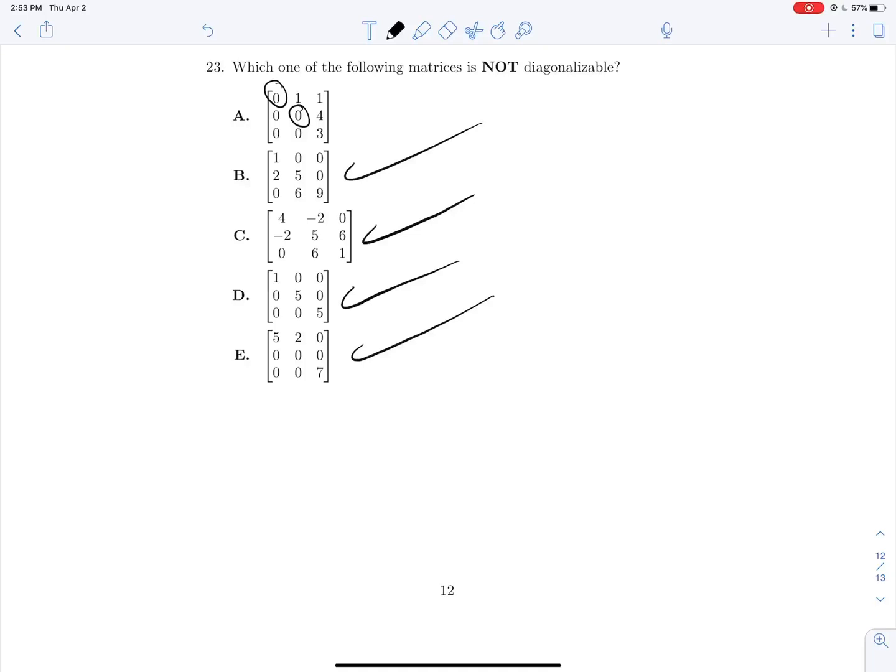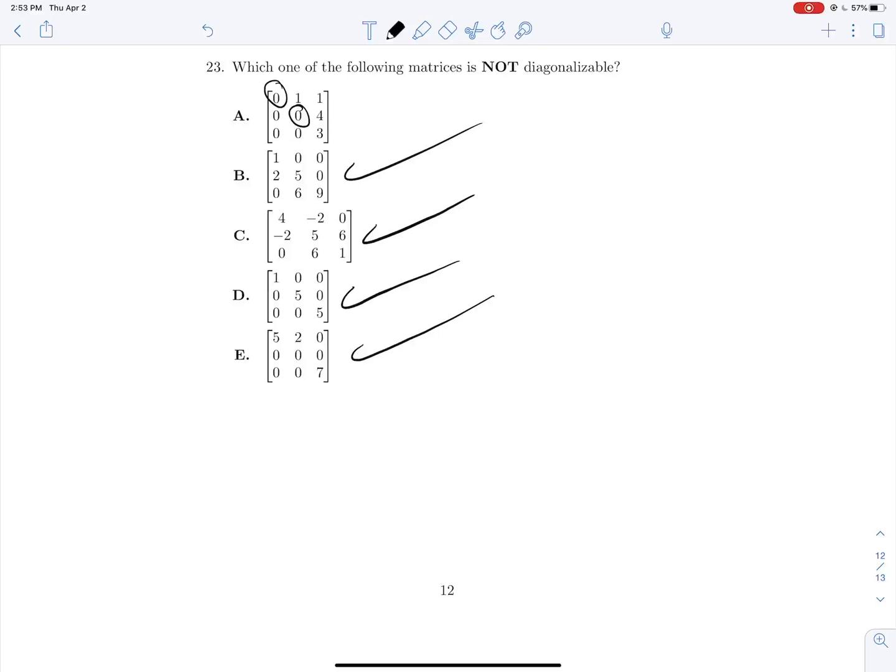But if we plug in lambda equals 0, we would like to get a matrix with 2 free variables out of it, so that the eigenspace associated with lambda equals 0 is 2-dimensional, so that in combination with the eigenvector associated with lambda equals 3, we'll have 3 eigenvectors which can altogether span R3, which is what we need to be diagonalizable.